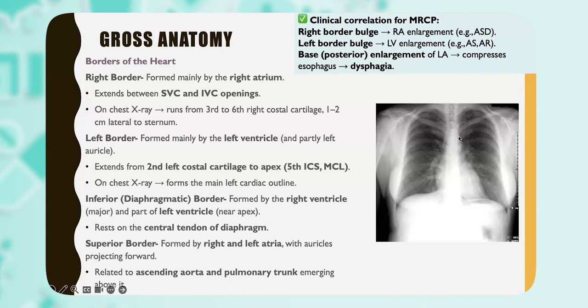What are the other structures that form? That is the aortic knuckle, then the pulmonary bay, which is a concave area, normally concave or straight area, and then the left atrial appendage, and then the left ventricle. These are the four things that forms the left border of the heart. Okay, so this left auricle, we don't call it auricle anymore, we call it left atrial appendage. So inferior diaphragmatic border is formed by right ventricle majorly and by left ventricle partially in the apical side. It rests on the central tendon of the diaphragm, and superior border is formed by the right and left atria with auricles projecting forward.